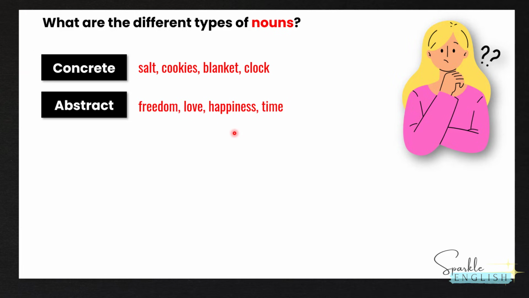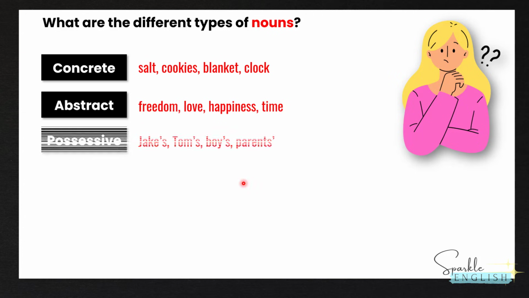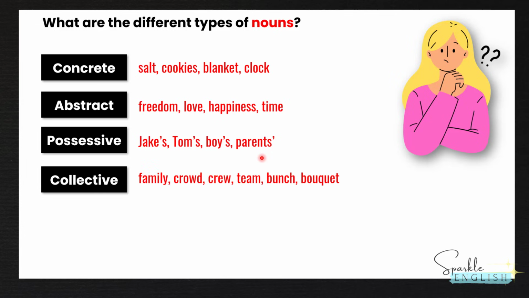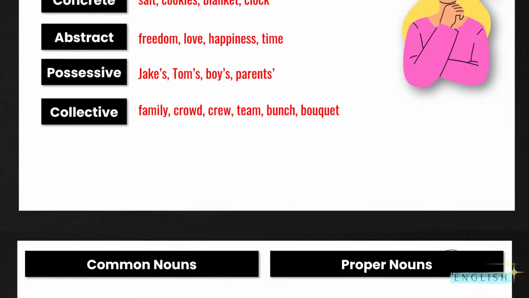Freedom, love, happiness, time. We have possessive nouns. Jake's, Tom's, boys', parents'. And finally, we have collective nouns. Family, crowd, crew, team, bunch, bouquet. Okay, so now let's review them in more detail.